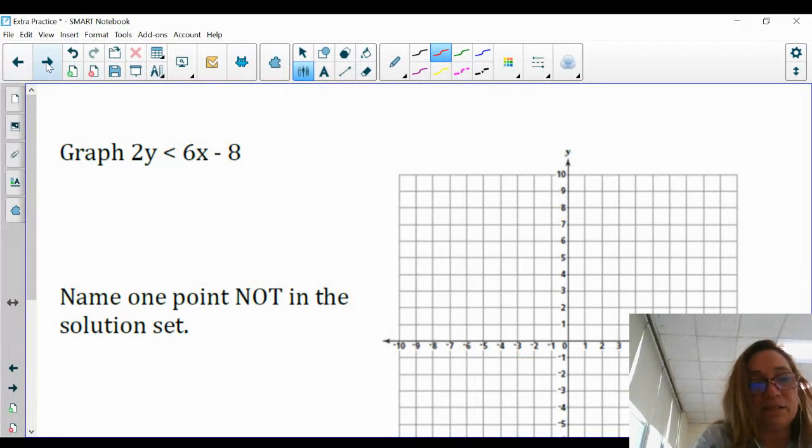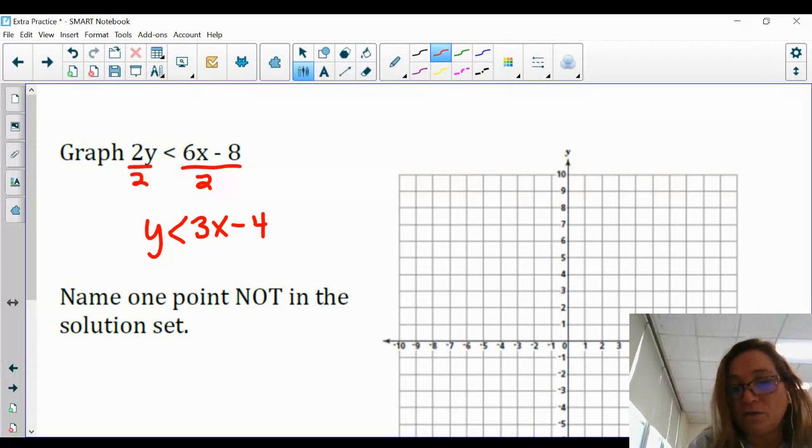Okay, so graph this. So in order to do that, you have to divide by 2 because you want to get the y alone. So y is less than 3x minus 4. So then I'm just going to graph that as if it was a line. So you kind of pretend that it's a line for a moment. Get yourself some points.